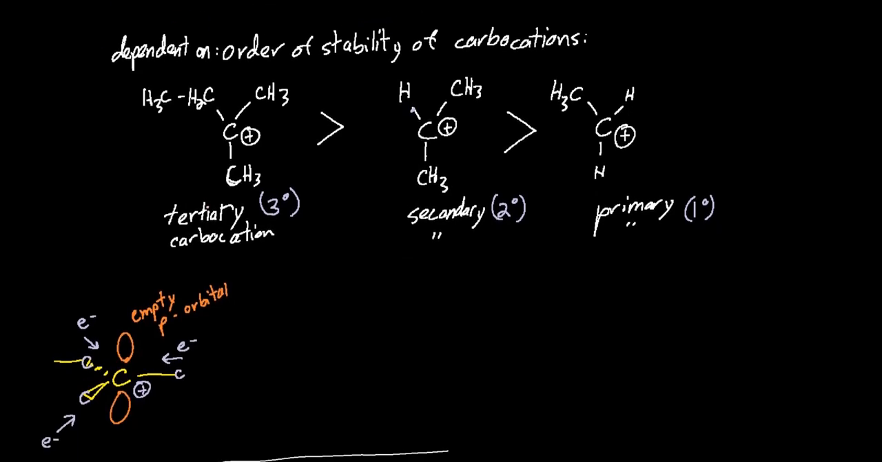Now, the order of stability of carbocations is an important aspect of this whole process. As you see here, we have a tertiary carbocation, a secondary carbocation, and a primary carbocation. And the tertiary carbocations are the most stable. The secondary carbocations are sort of in between. They can form, but they're not preferred as much as the tertiary. And the primary carbocations are basically impossibly unstable.